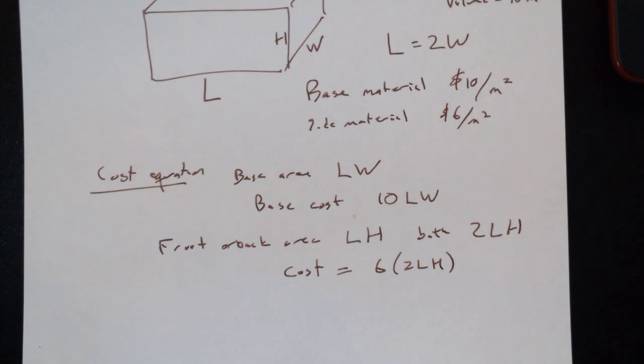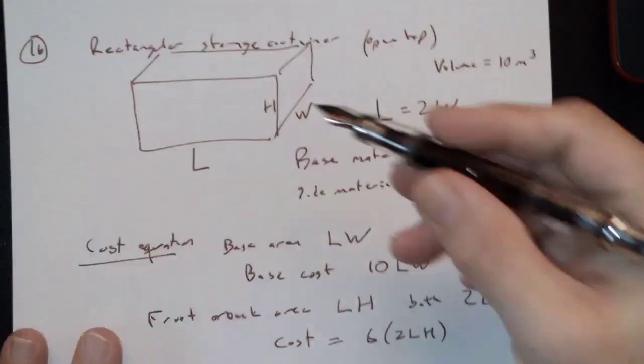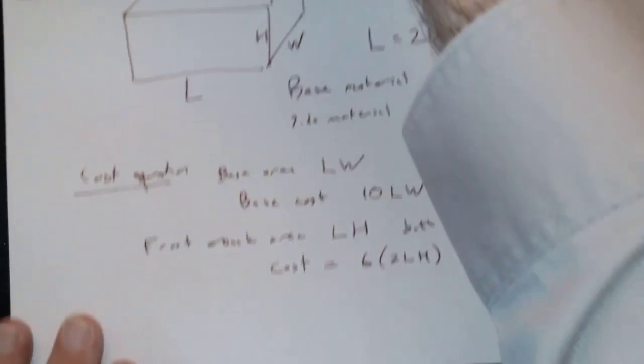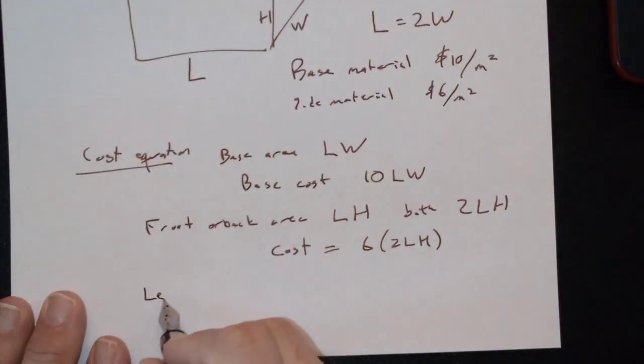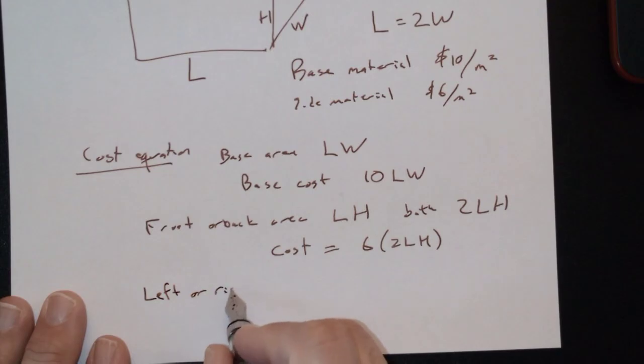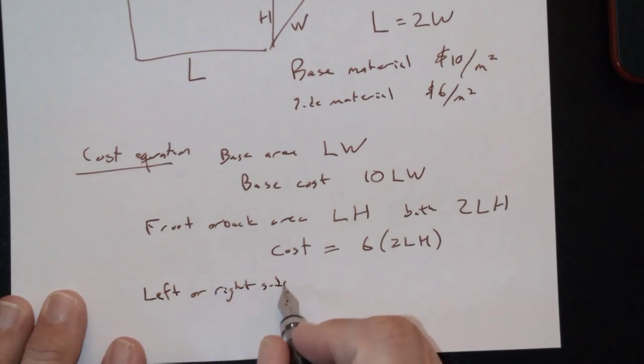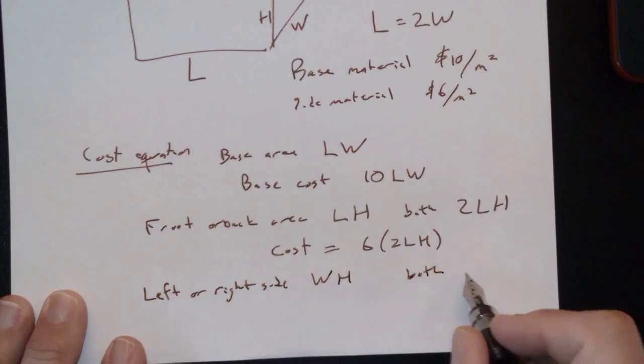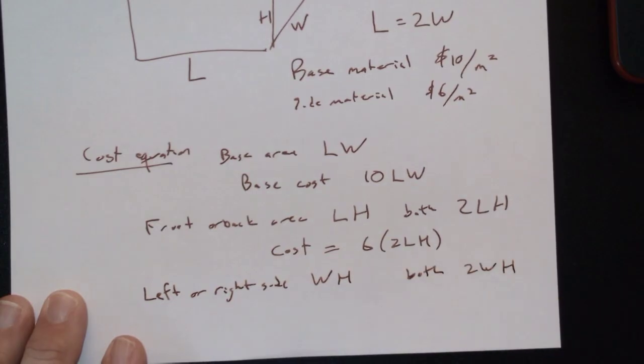Left side, right side. What's the area? Say again, AJ? Height and width. That's this square right here. Well, rectangle. But I want them both, and then I need the cost.